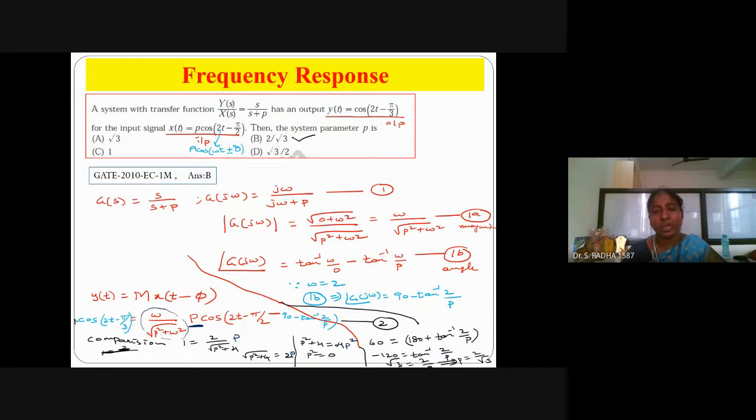So now 3 times P square is nothing but 4. When you simplify, P square is nothing but 4 by 3. P value is nothing but 2 by root 3. So both magnitude and phase angle, any one parameter you compare and check.